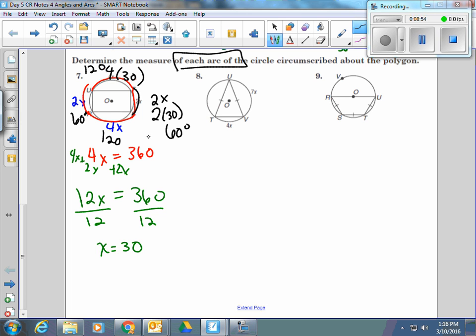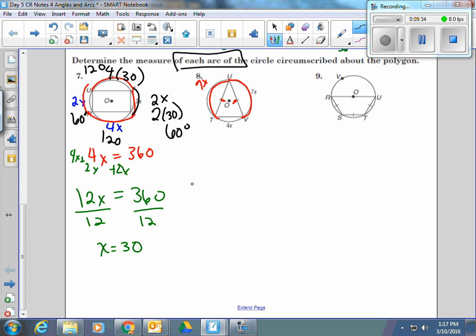Take a look at number 8. Any ideas? What are some things that I need to notice so I can solve it? That it's isosceles. Those two sides are the same, right? Okay, so these two sides right here are the same. Those are chords, aren't they? And if the chords are congruent, then aren't their arcs the same? So if this arc over here is 7x, that means that this arc over here would also be 7x. How would I set this one up?